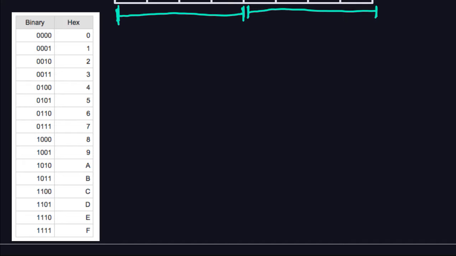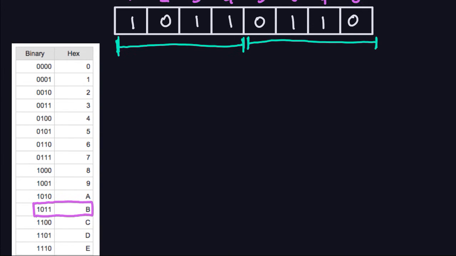Let me mark that down with a color. I'm going to use purple for 1011. That's B. So it's this part here. These are my first 4 bits, 1011, and that's represented by B in hexadecimal. So I'm going to write down B here. So that would be B.